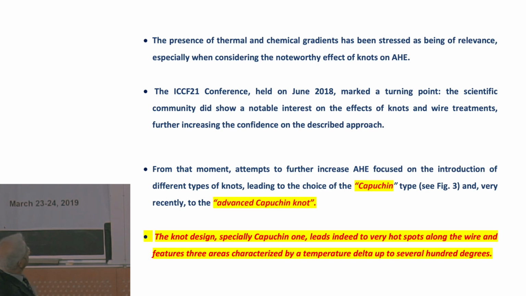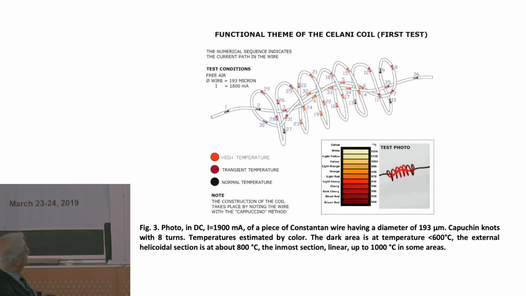Another point is we realized the nodes are points where the temperature is very, very high. So we tried to increase the number of nodes, and we went to the Capuchin geometry. This one. You can see easily very large temperature gradients: inside up to 800 in this kind of experiment, outside less than 600. This is the current part, quite complicated, but it's true.